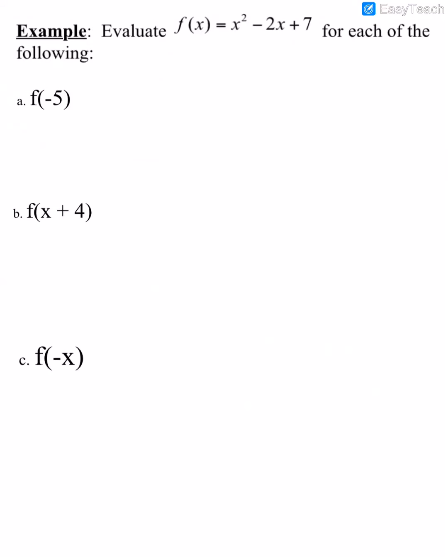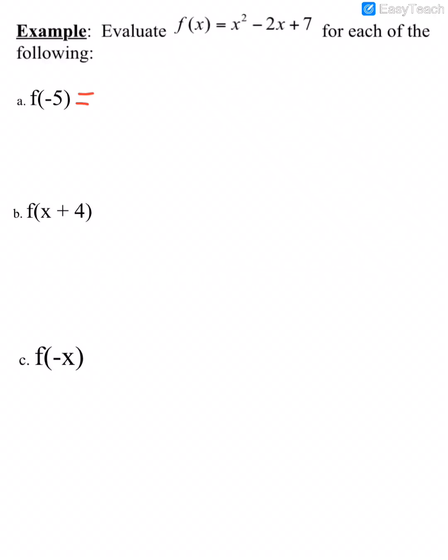Alright, so they want us to evaluate this function, x squared minus 2x plus 7, for each of the following. And like I said before, we saw f of x earlier. Well, if they replace that x with a number, that's just telling us that they want us to replace x in the function with whatever is in parentheses. So in this first example, they want us to replace every x in the function with negative 5. So that's what I'm going to do.